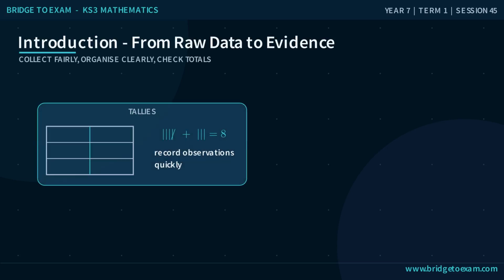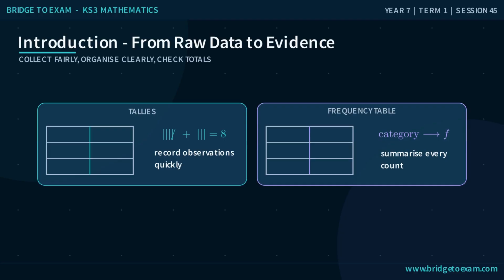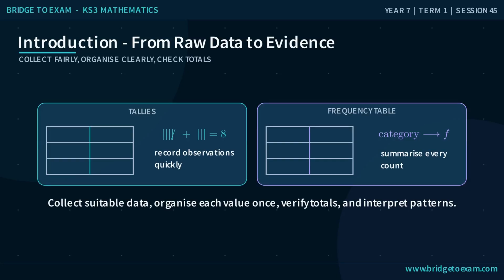Session 45. Collecting and organizing data. Good conclusions begin with clear questions and reliable records. Tallies record observations quickly, while frequency tables show how often each value or category occurs. By the end, you'll distinguish data types, build and check frequency tables, organize group data, and interpret totals and modes.